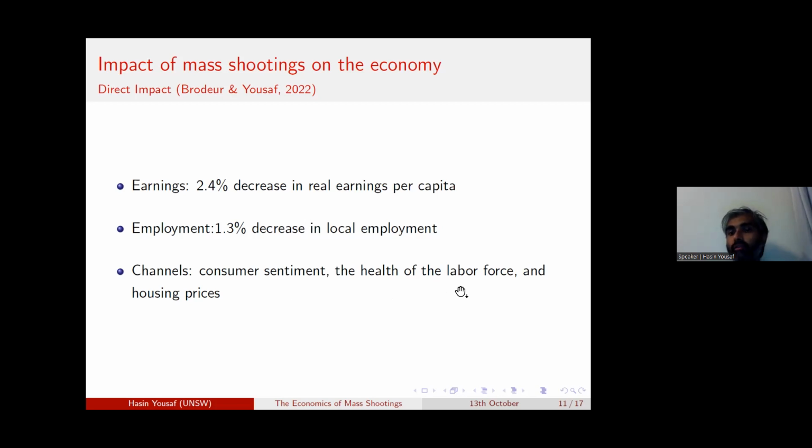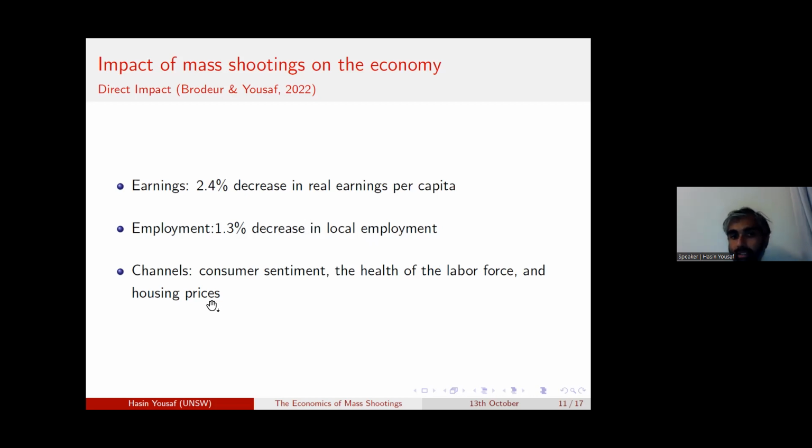Similarly, there is evidence of a decrease in health of the labor force. There isn't any decrease in physical health. The decrease comes from a decrease in mental health of the labor force. Individuals are more likely to take days off, so there is a higher prevalence of absenteeism. People are absent from work, and that may explain why there is a decrease in employment and earnings. So there could be a drop in productivity.